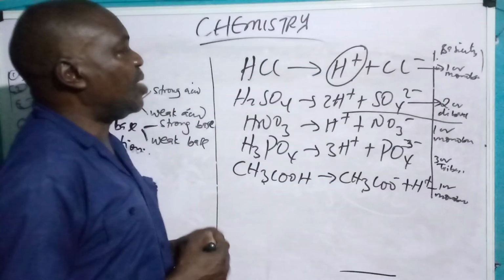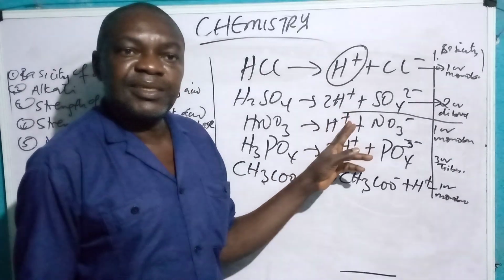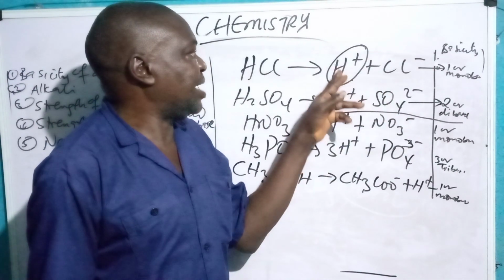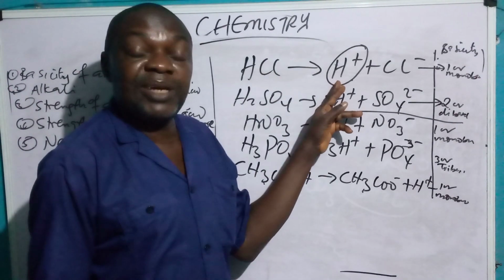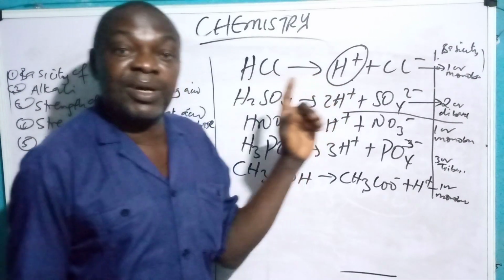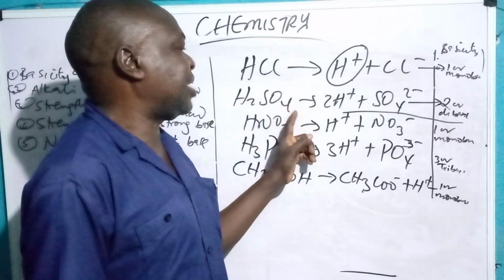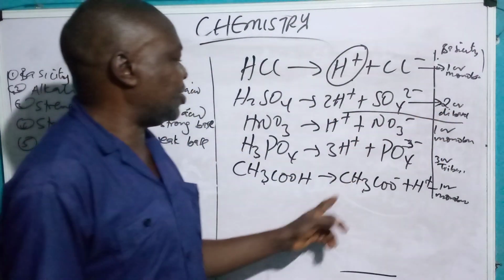So all these ones, the number of hydrogen ions that are released, shows the basicity of the acid. Like we said, HCl has only 1 ionizable hydrogen ion, so it's monobasic. Here only 2 hydrogen ions can be ionized, so it is dibasic, and so on and so forth.